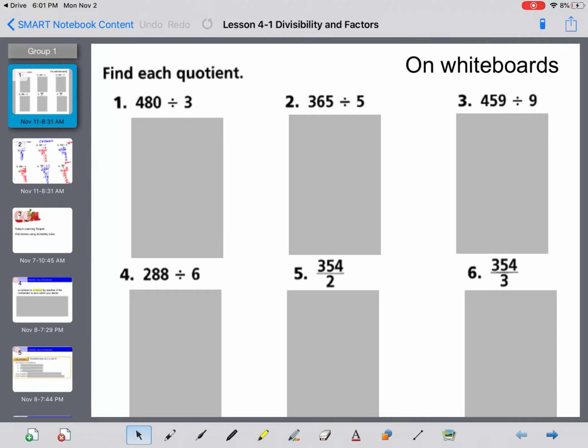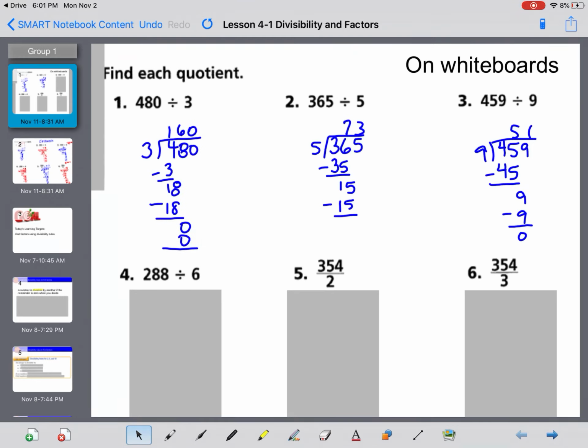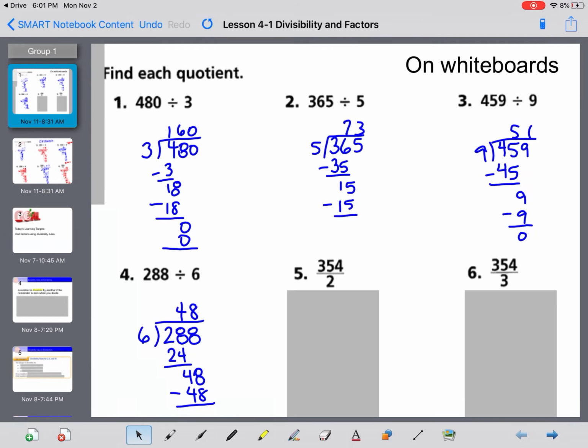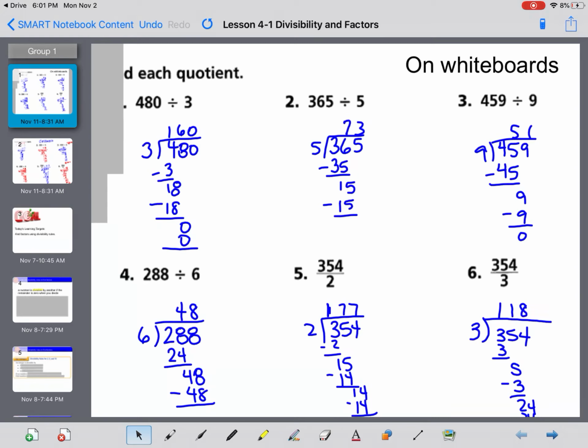All right, you will find that each of these problems has something in common. Let's take a look. The first one I got 160, number 2 was 73, number 3 was 51, number 4 is 48, number 5 is 177, and number 6, I got 118. What they all have in common is that these 6 problems were all divisible by their divisor, and they come out even, meaning there is no remainder in any of these answers.